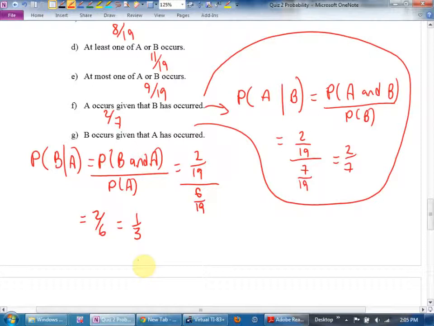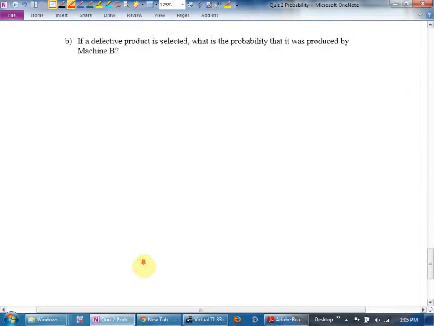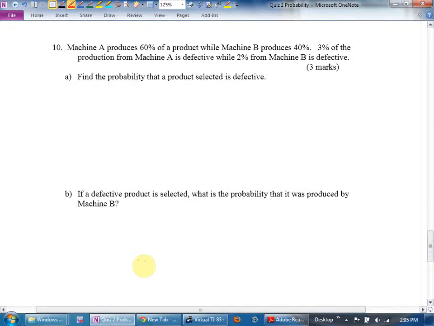Last one, I think. Yes. The defective question, which I like. I think I have two versions of this test. One for its conditional probability question has the marbles one that we did a couple of questions earlier. One has factory defective. This is a nice industry kind of an application. Machine A produces 60% of the product, while machine B produces 40% of the product. 3% of the production from machine A is defective, while 2% for machine B is defective.